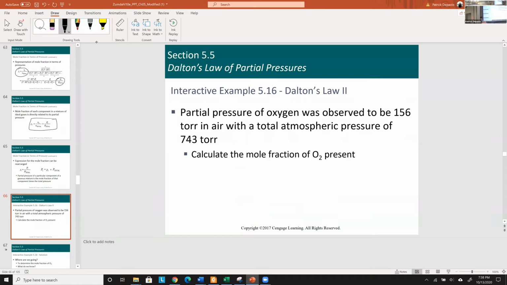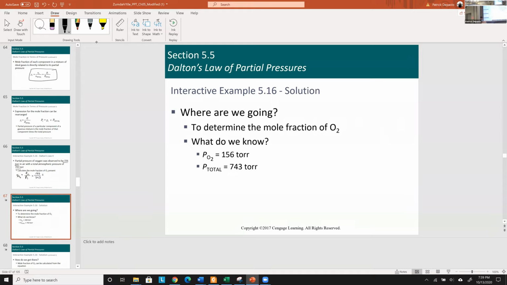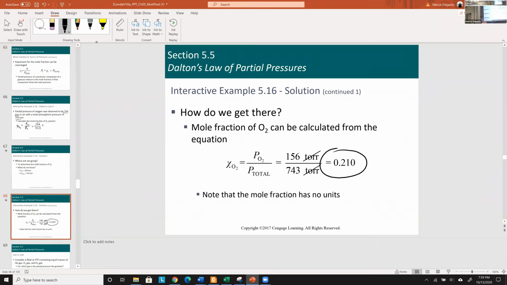So a partial pressure of oxygen was observed to be 156 torr in air with a total atmospheric pressure of 743. Calculate the mole fraction of O2 present. So we know a bunch of things. We know that the mole fraction is equal to the pressure fraction. So the mole fraction of O2 is equal to the partial pressure of O2 divided by P total. So we can just directly put this in. The partial pressure of O2 was observed to be 156. The total atmospheric pressure is 743. So we can divide those two and get a number. 0.21, that would be our mole fraction. So mole fraction equals pressure fraction.